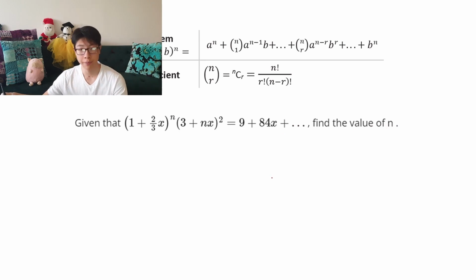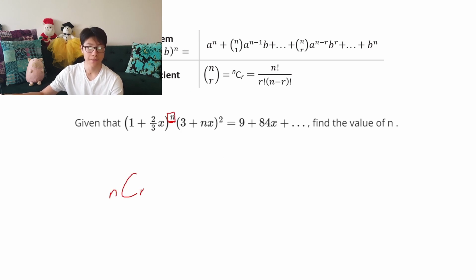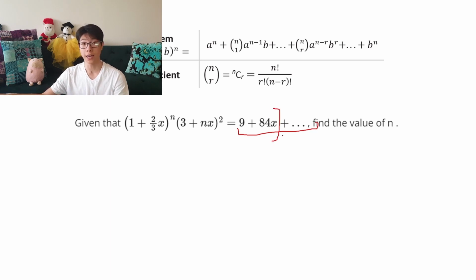Now there are two tricky parts to this question. One being the binomial here is to the power of n, meaning if we want to use nCr, we will not know what n is, and it might make things a little bit more complicated. Another thing is that on the right hand side, we aren't actually given the full expression, we're only given up to the x term. So we need to find a way to work with that as well.